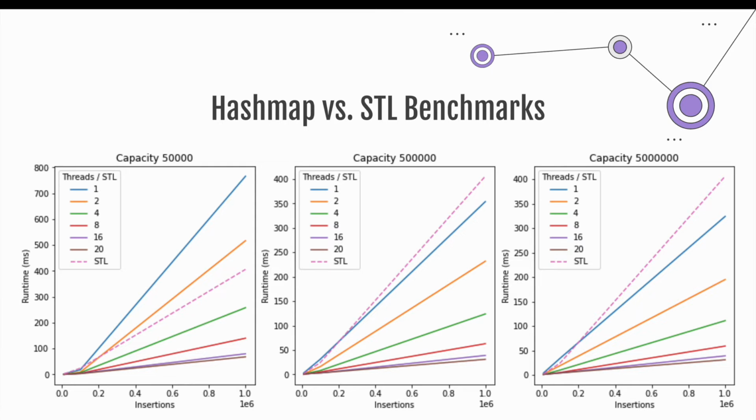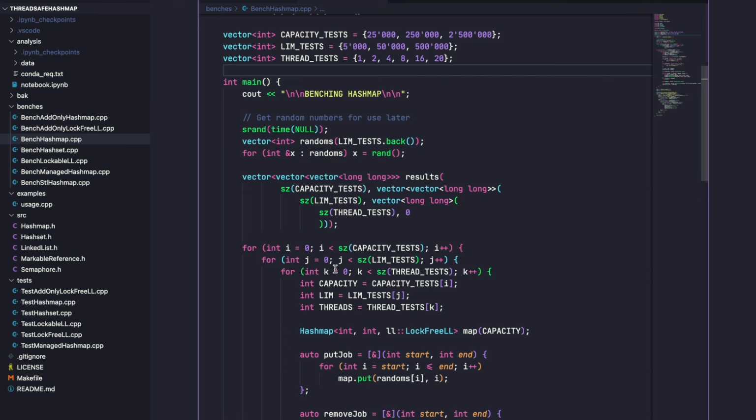But overall, we saw amazing results with our runtime from our concurrent hash map. And more notably, we see that utilizing 20 threads to insert 1 million elements into a hash map with 50,000 slots runs 8 times faster than the single-threaded STL implementation. We will now explore how we actually went about benchmarking our hash map versus STL.